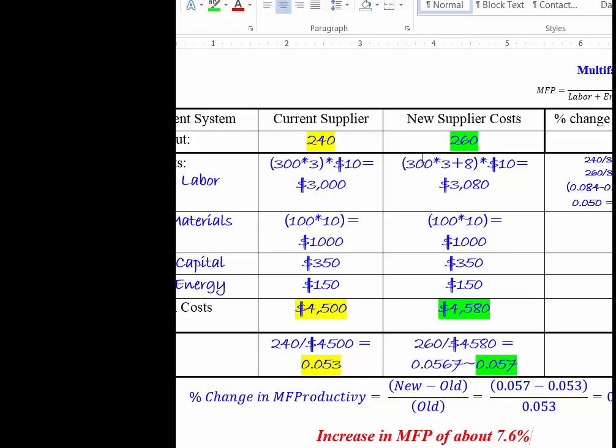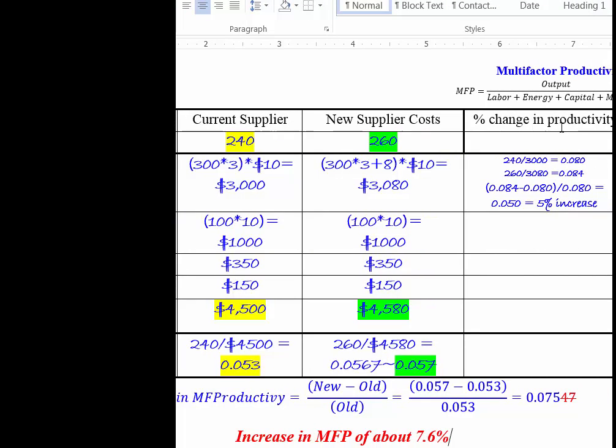If nothing else, there's just one more look at the answers. Another thing I did on this was compute the percent change in productivity for labor using labor costs, as opposed to above where we had used labor hours. So we do it all the same way, and we compute the percent change like this. So we have a 5% increase in labor productivity. But notice that here we have an overall increase of 7.6%.